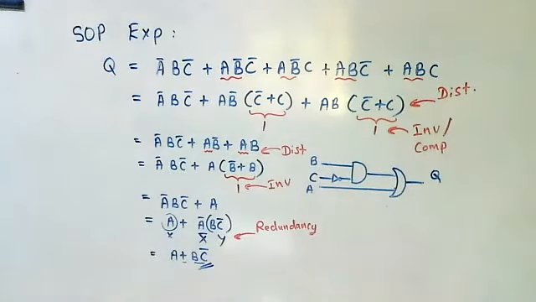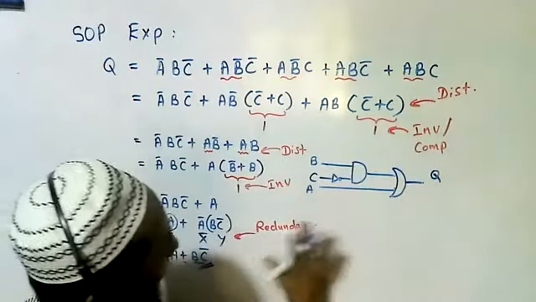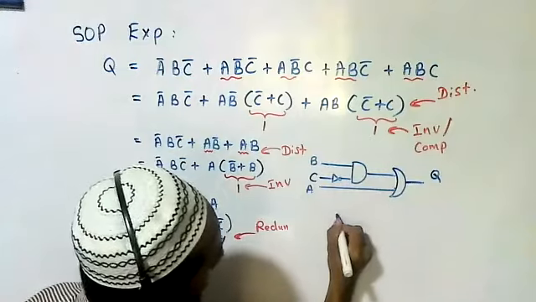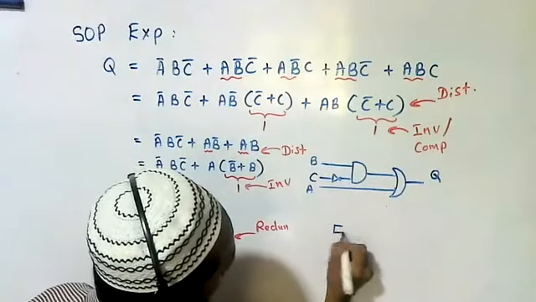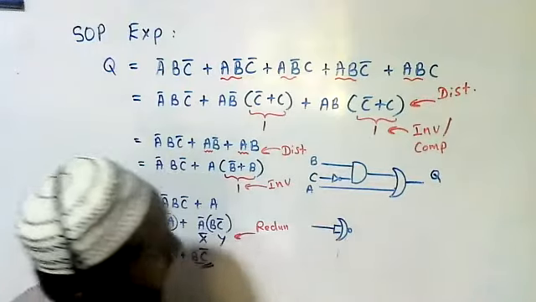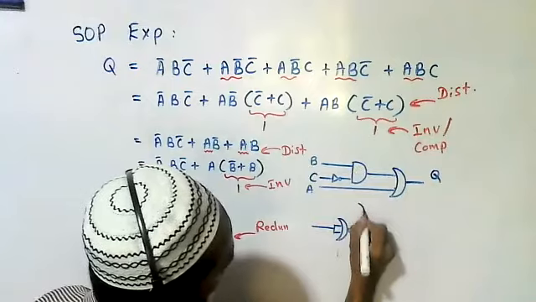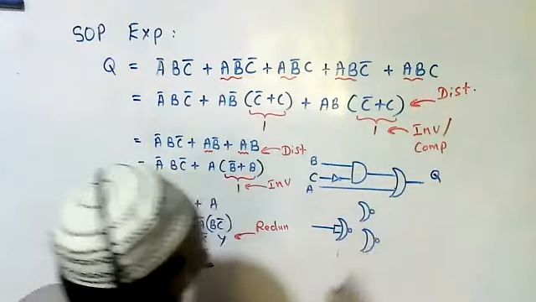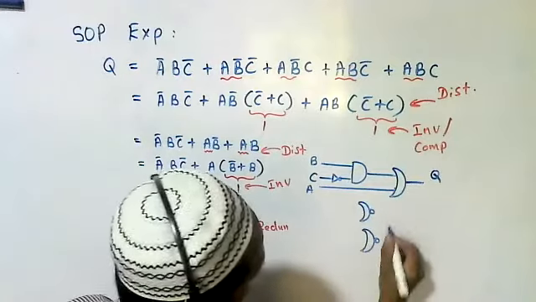So we want to convert this one. I told you to use NAND gates, or NOT gates, students. By using NOT gates, we have to draw this circuit, right? I'm going to draw this circuit using NOT gates. So here NOT gate is there, so we need one NOT gate. Here AND gate is there. Therefore, we need 3 NOT gates.